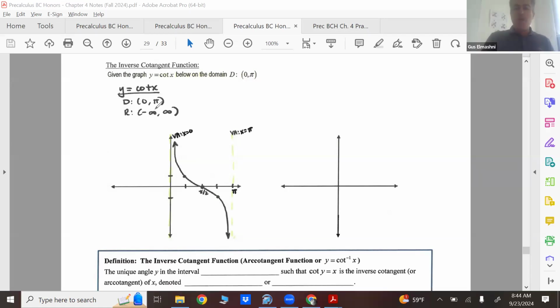All right. y equals cotangent x. Okay, so we know how the graph looks, right? Domain from 0 to pi. So those are the asymptotes, 0 and pi. The range, we know that. So you expect domain and range to switch, right?